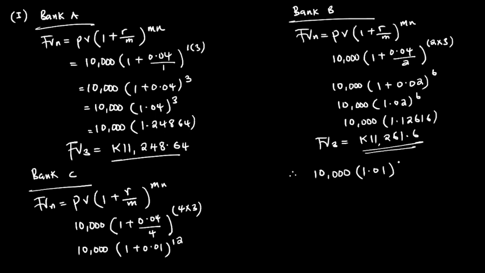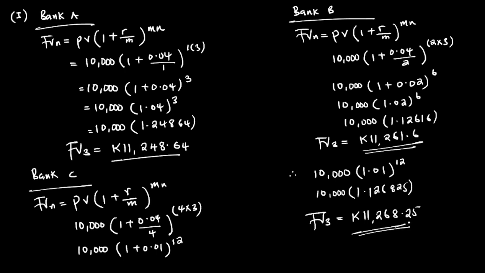1.01 to the power 12. So 1.01 to the power 12, our answer there becomes 1.26825. When you multiply by 10,000, the future value after 3 years will be 11,268.25. That will be the investment.